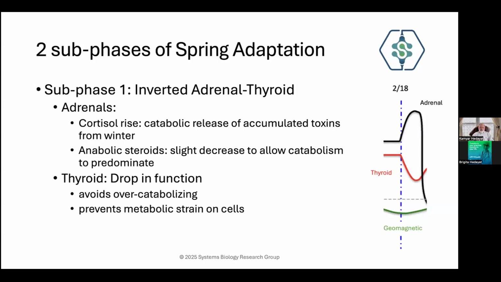And it's also to prevent a metabolic strain on cells, because the major sink or recipient of thyroid hormone activity should be within the emunctories, like the liver and the kidney and the intestines, in order to process the toxins that are being released from the body. And when I say toxins, I'm not only referring to exogenous toxins from the environment, but also endogenously produced toxins just from metabolism.